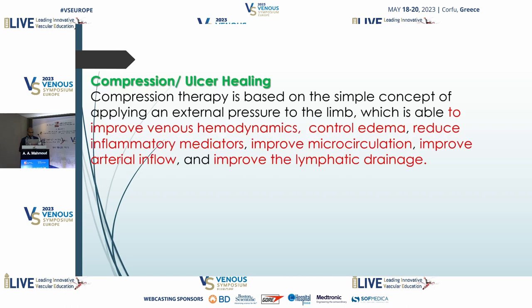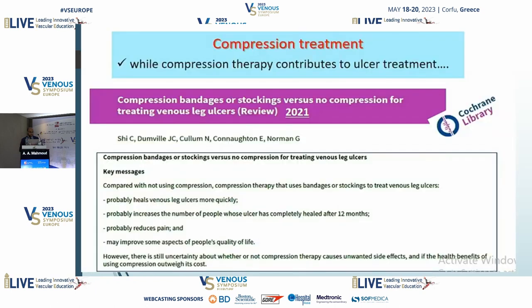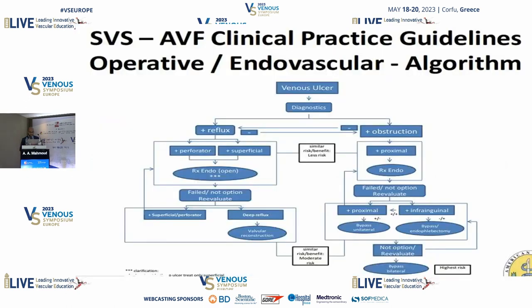Compression improves venous hemodynamics, controls edema, reduces inflammation and inflammatory mediators, improves microcirculation, improves arterial inflow, and improves lymphatic drainage. The American Venous Forum recommends compression therapy to increase venous ulcer healing rate and reduce risk of recurrence. Also in clinical review, comparison versus non-comparison gave the same results.